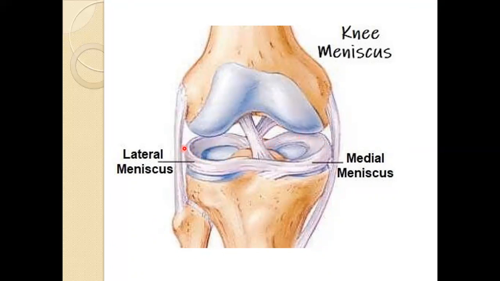You can see this is the outer border, while this one is the inner border. The inner border is concave, the outer one is the convex border, right? Then the outer border is the thicker one, while the inner border is thin. In the capsule, which is not given in this diagram, the outer boundary has attachment with the capsule of the knee joint, both the lateral and the medial meniscus, right? While the inner borders of both the menisci are lying free.